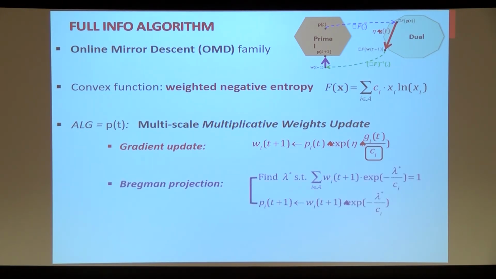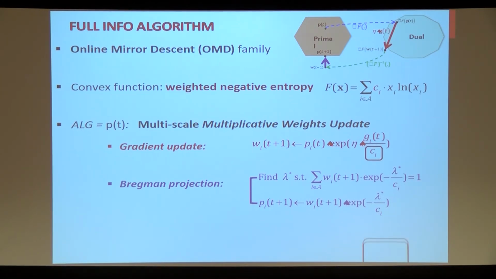The projection is more interesting. So here is how you project to the simplex. You multiply each weight that you got from the gradient step update by this function, e to the power of minus lambda over C_i, and you pick lambda such that these numbers sum up to 1. After you find these numbers, you just normalize accordingly. I call this the projection step because we are using online mirror descent, a Bregman projection. And these define the update rule of my algorithm.